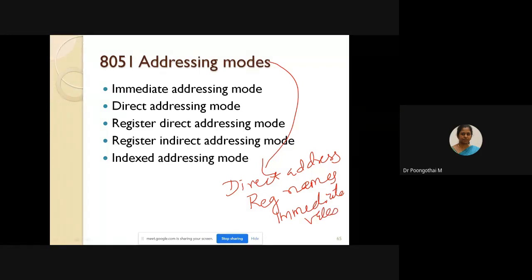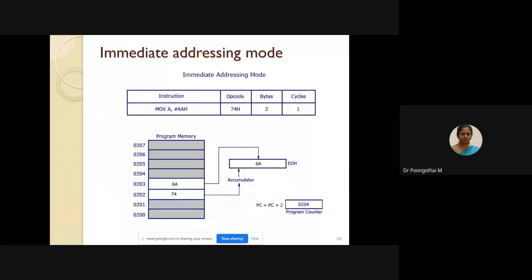Okay. So we can represent our operand in 5 different ways: using immediate addressing mode, direct addressing mode, register, register indirect, and indexed addressing mode. Okay. So we will see one by one. So immediate addressing mode. I have already explained this instruction syntax in our lab class.